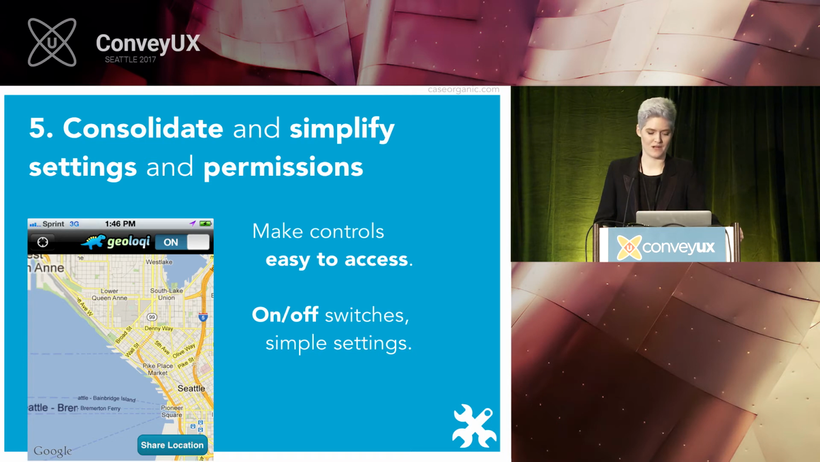So this was an old app that I built called Geoloki. It allowed you to share your location for a set period of time, and then it would expire, and you could see somebody in real time. But what we did is we just had an on-off location button, and then it would share or not. And they were really simple settings. And people liked it because it was like a privacy-first location sharing app.